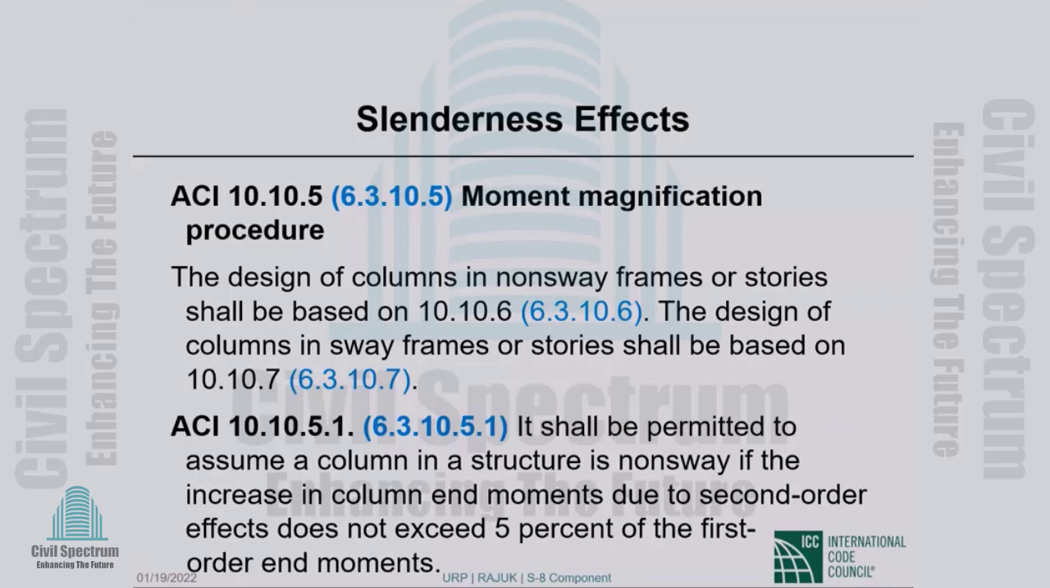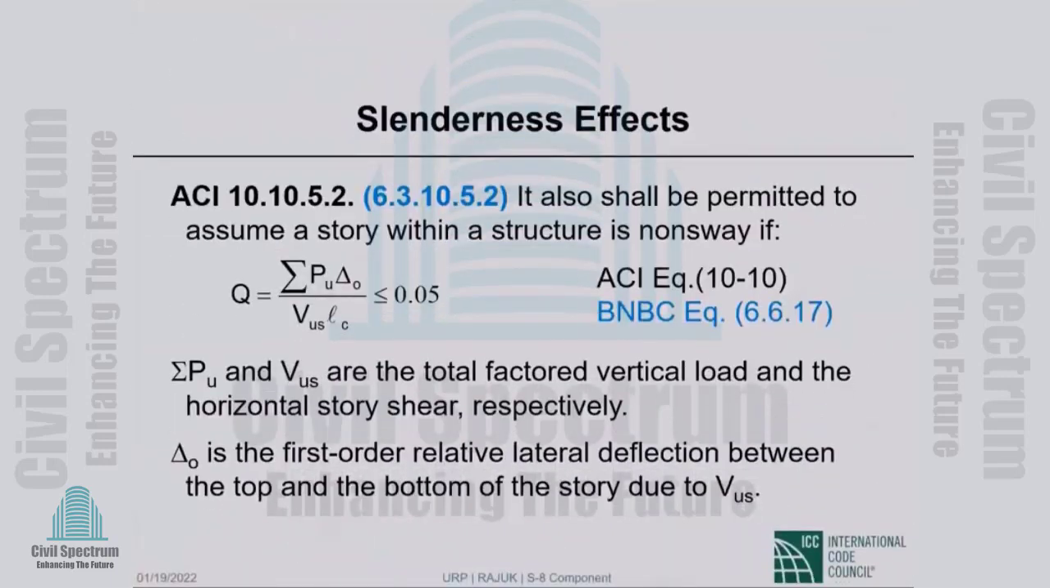An individual column can be considered as braced, okay, non-SOE, if the increase in moment due to second order effects is no more than 5% of the first order moment. It is also permitted to assume a story within a structure is non-SOE if the stability index Q is less than or equal to 0.05. Okay. So that number again is 5%.